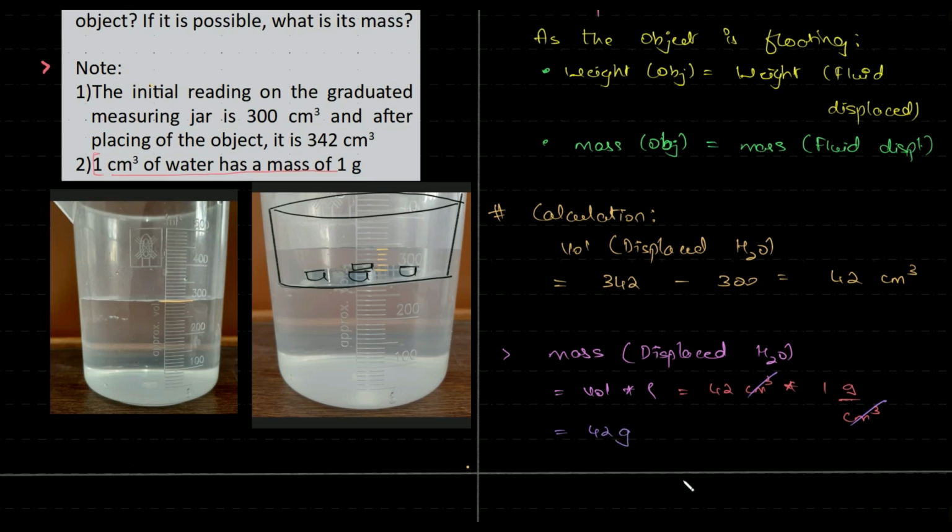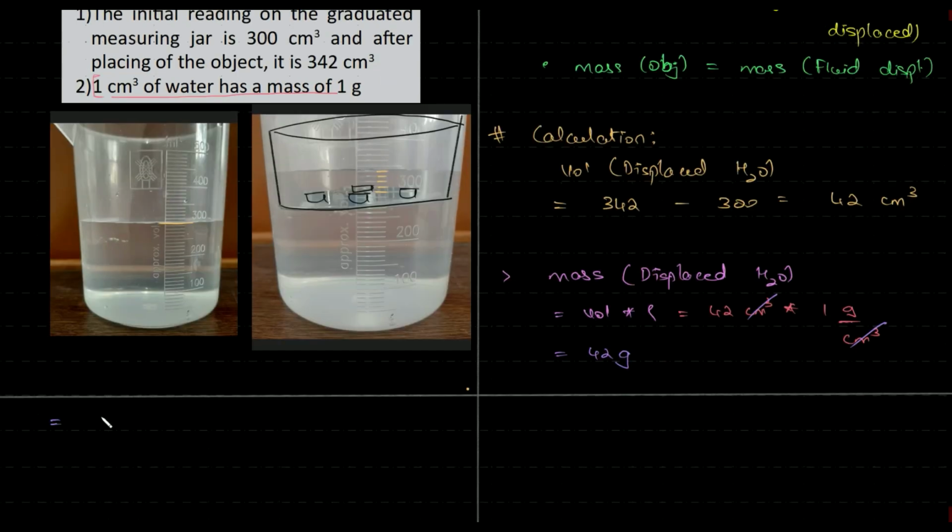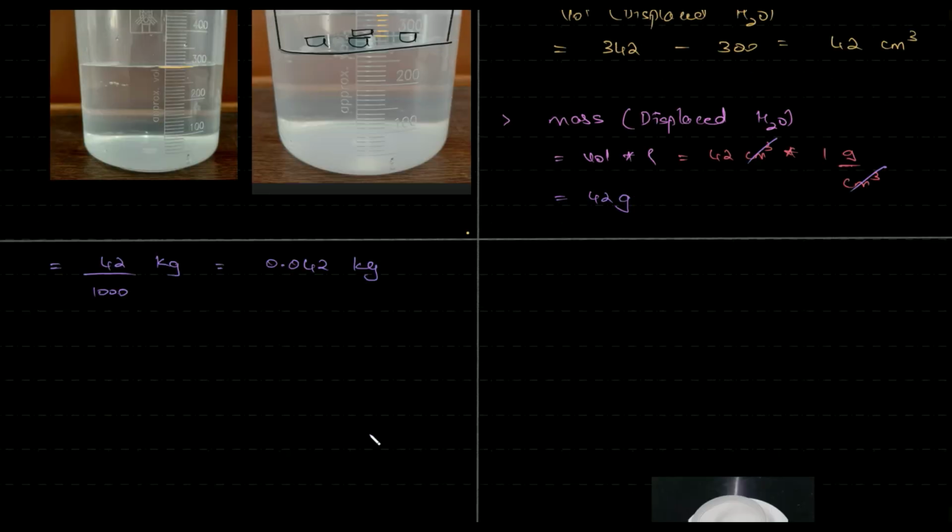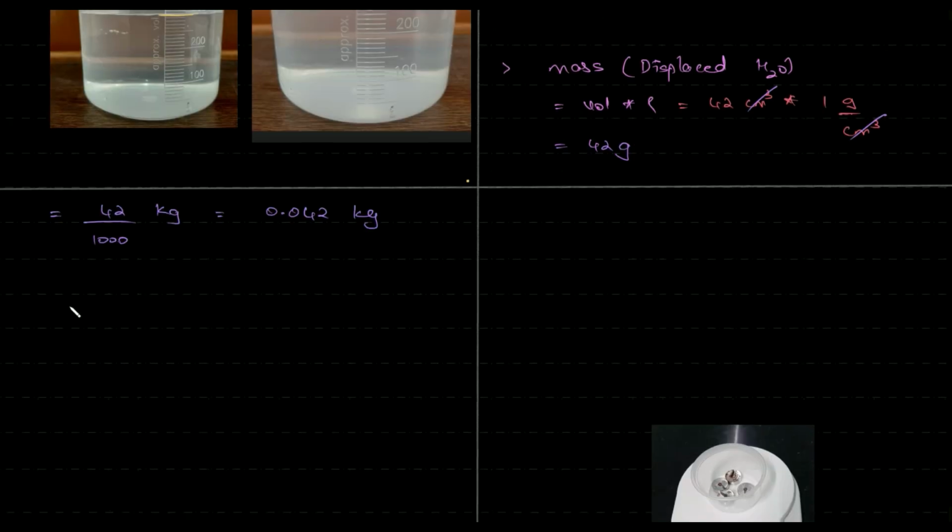Okay guys, how do you convert this to kg? Think fast. By dividing by 1000 and writing k over there, right? So this would be 0.042, sorry, 0.042 kg, my bad. And now we have to figure out the weight also. Again, it's just for the sake of doing it. If not, it's not required.